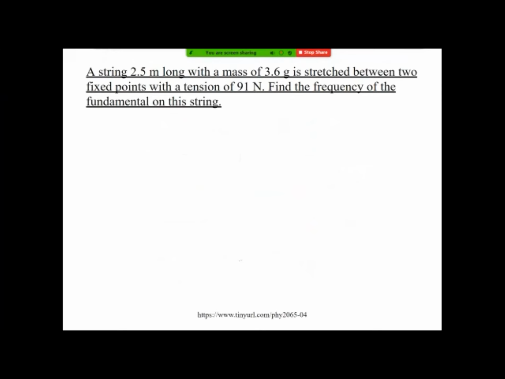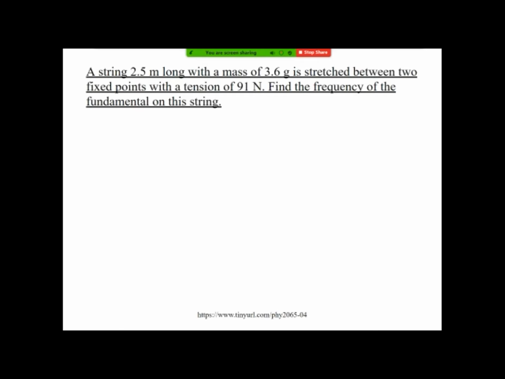So it says a string of 2.5 meters long with a mass of 3.6 grams is stretched between two fixed points with a tension of 91 newtons. Find the frequency of the fundamental on this string. Okay, so you're looking for the fundamental frequency here.